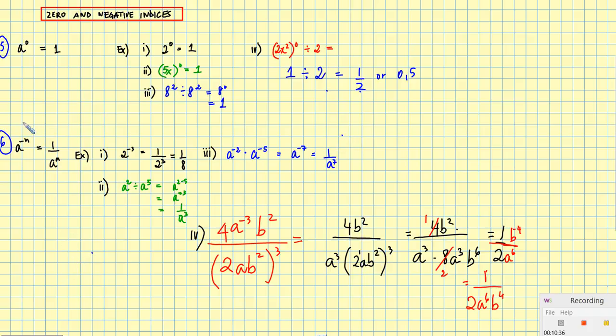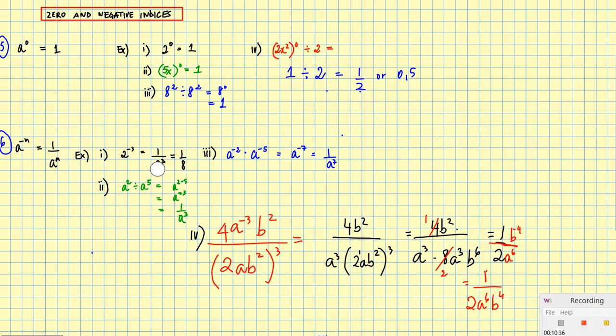So the next law says that if I have a base that is raised to a negative exponent, such as negative n, what I do is I take the reciprocal, or the opposite of that, so that I end up with 1 over a to the power of n. So if I have a to the negative n, to turn it into a positive exponent, it'll become 1 over a to the n.